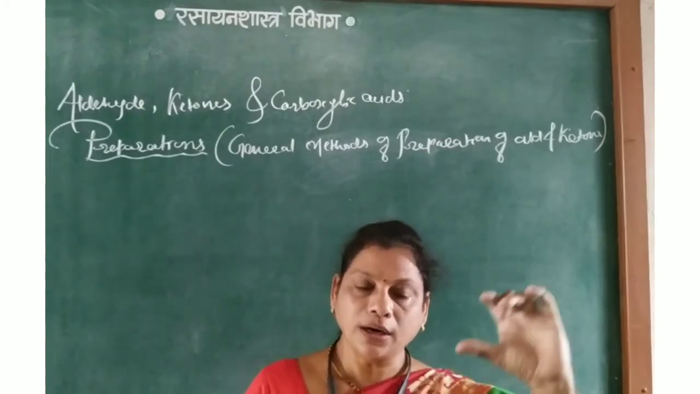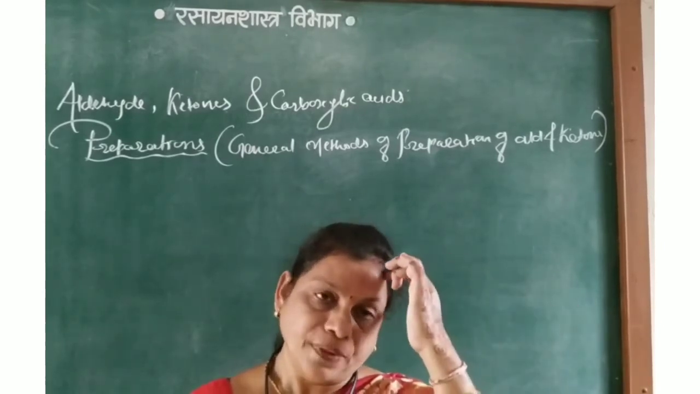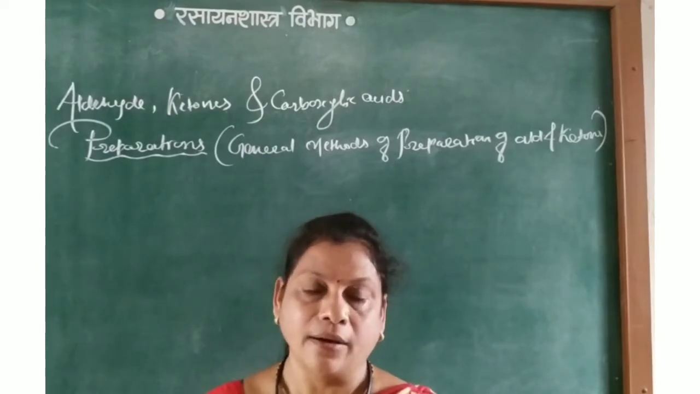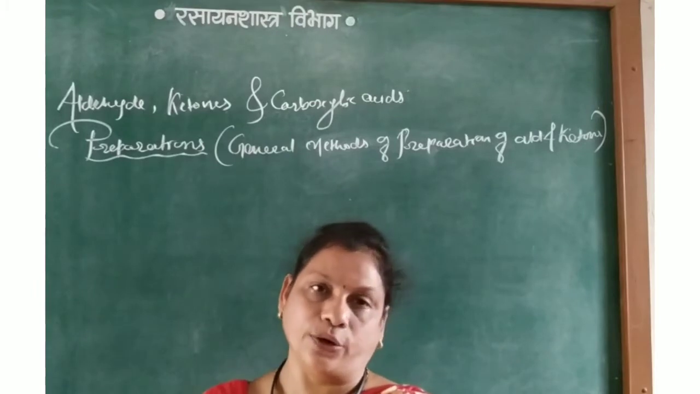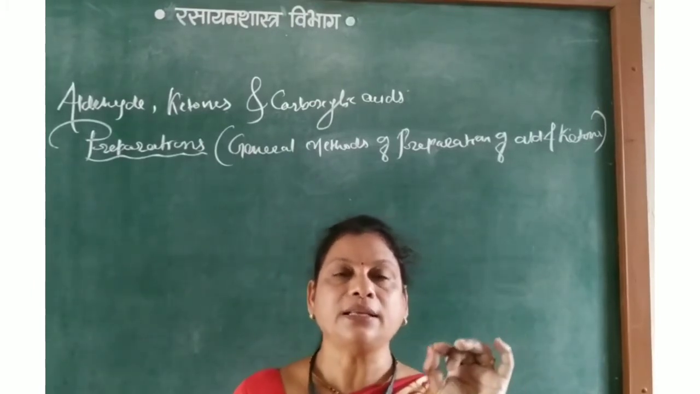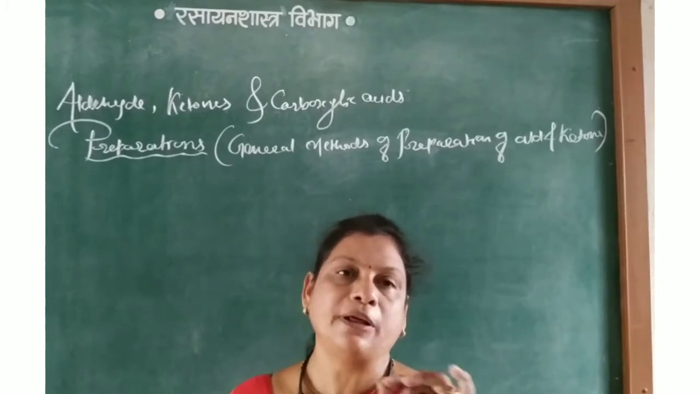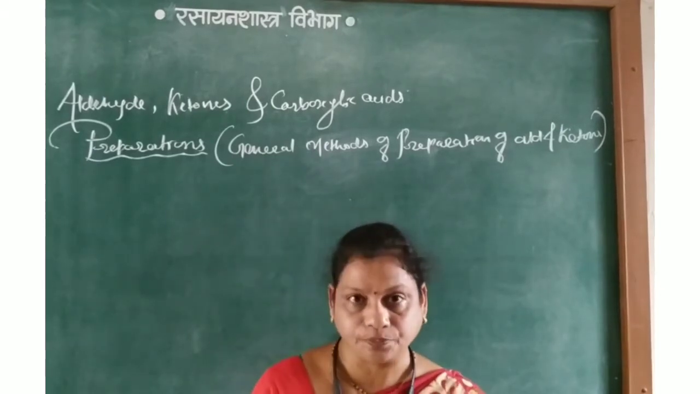ozonolysis. On ozonolysis, alkene gives first ozonide, and that ozonide on reaction with Zn by hydrolysis gives the corresponding aldehyde and ketone. See the 11th standard chemistry textbook, chapter 15. Okay. Next one, that is from alkyne.